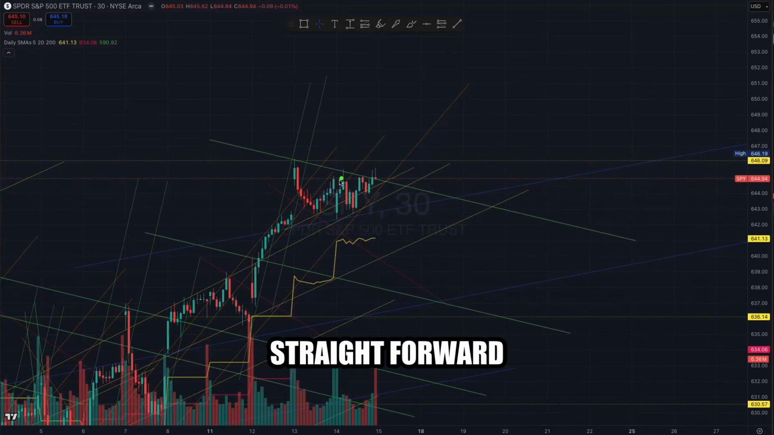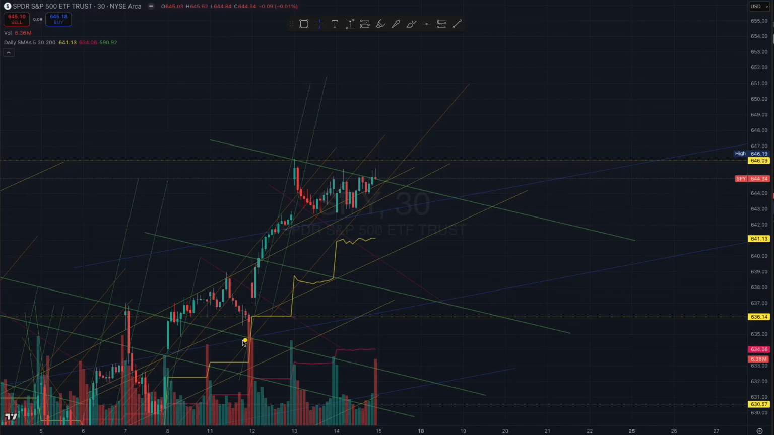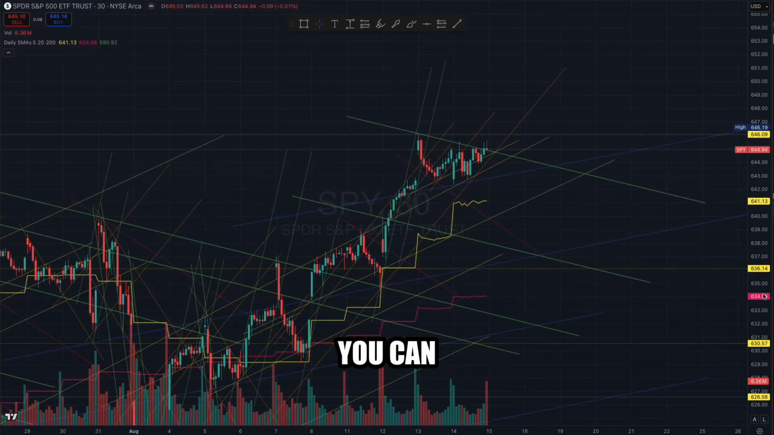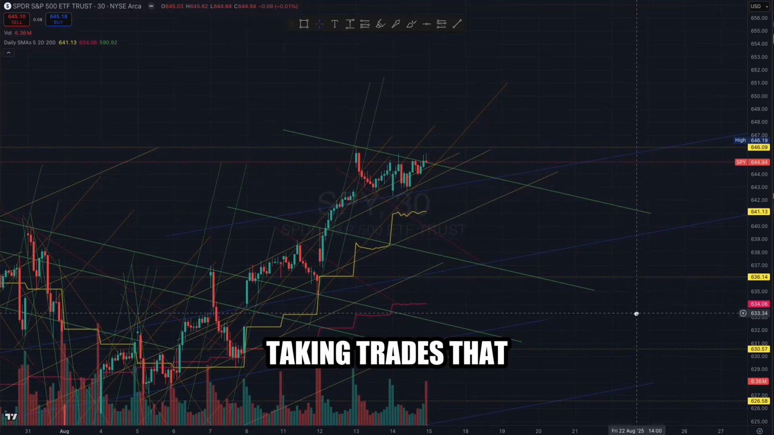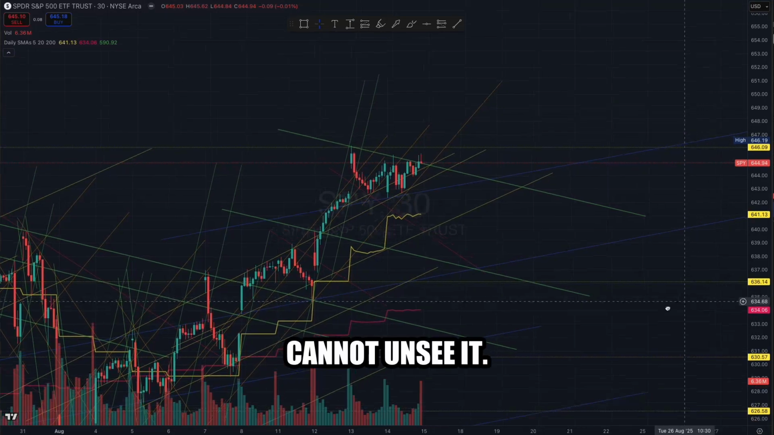It will get straightforward as you practice and get better at this. You can simplify this by taking trades that you can see, and as you practice you will see more, because remember, as I mentioned, once you see this you cannot unsee it.